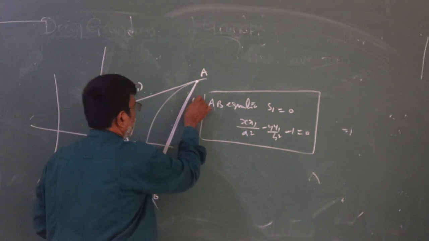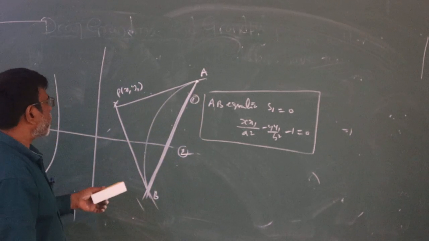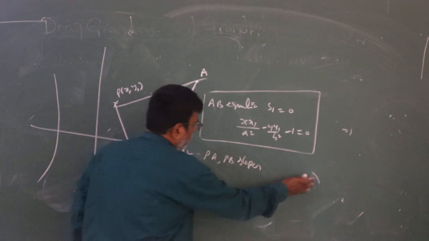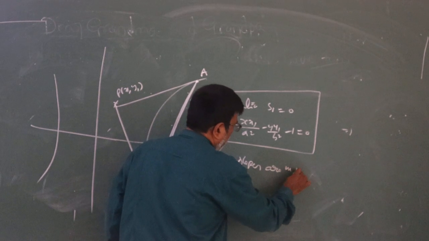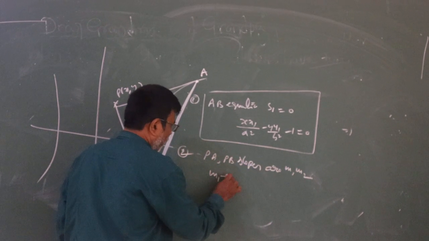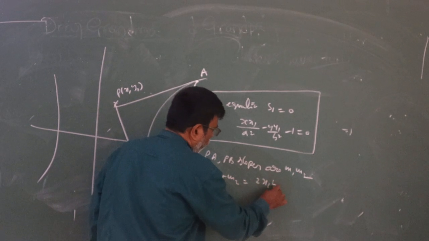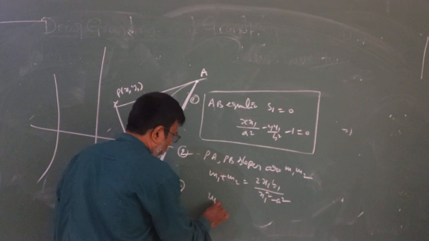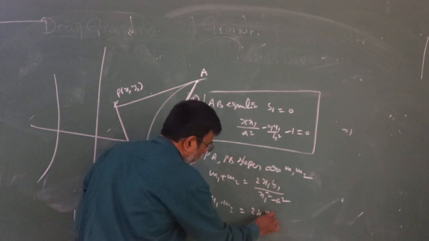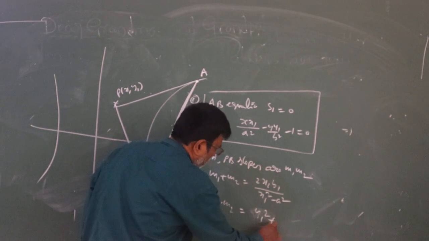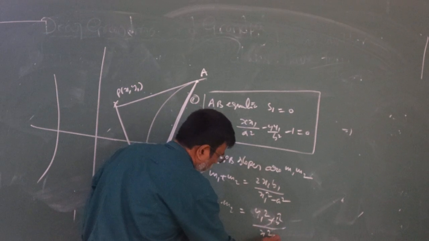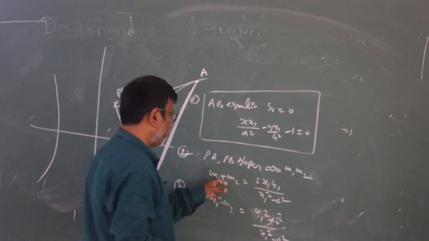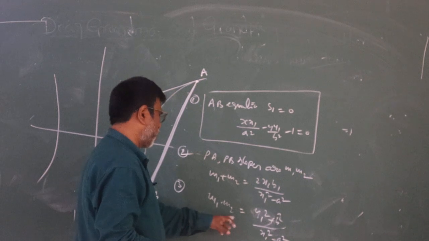Now the second point: the slopes of PA and PB are m1 and m2. Then m1 plus m2 equals 2x1y1 by x1 square minus a square. The third one: m1 times m2 equals y1 square plus b square by x1 square minus a square. This is a very important shortcut.